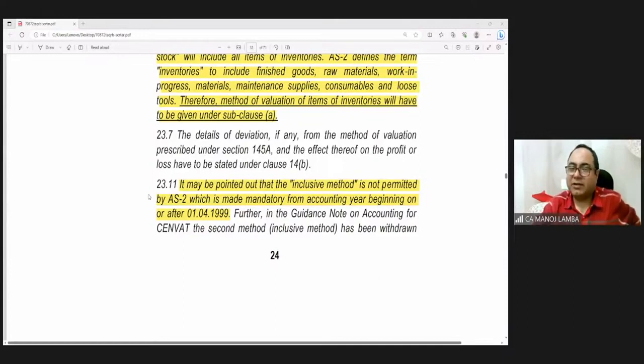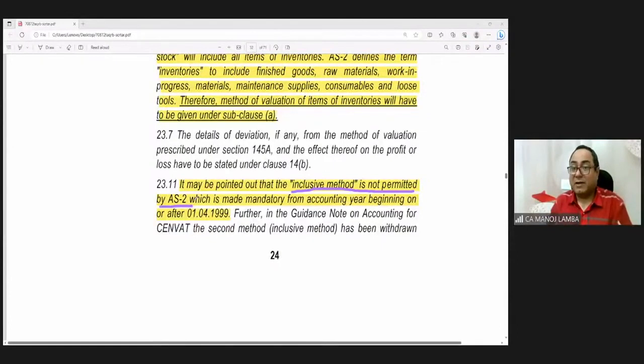Next paragraph, paragraph number 23.11. Read it very carefully. I am not saying that, the institute is saying that. It may be pointed out that the inclusive method is not permitted by AS 2. Underline it. Mind it. And store it in your hard disk. It may be pointed out that inclusive method is not permitted by Accounting Standard 2, which is mandatory from accounting year beginning on or after 1st April 1999.